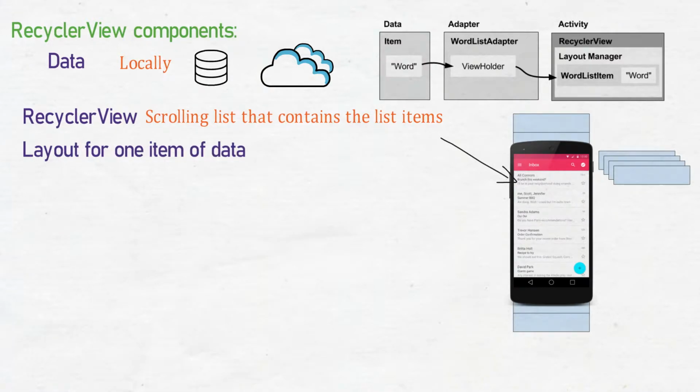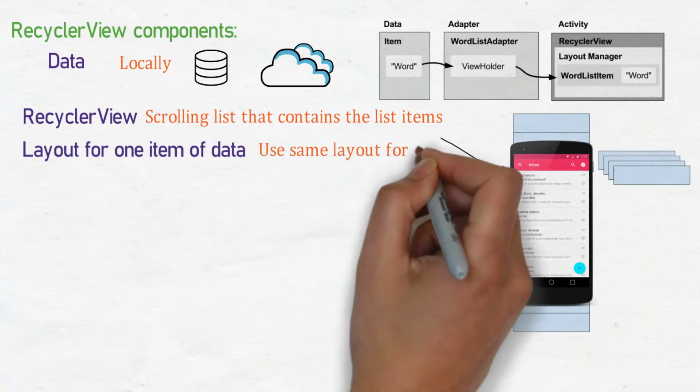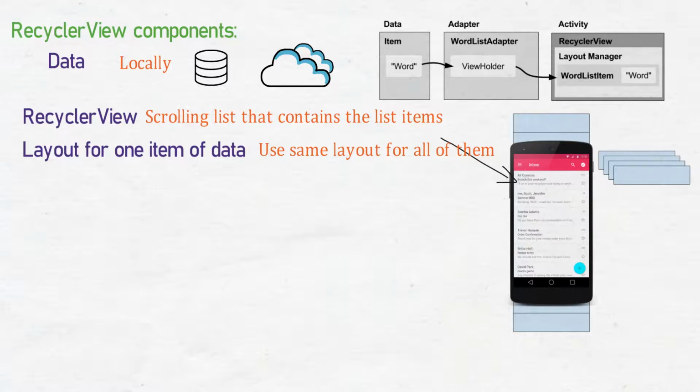Layout for one item of data. All list items look the same, so you can use the same layout for all of them. The item layout has to be created separately from the activity's layout so that one item view at a time can be created and filled with data.